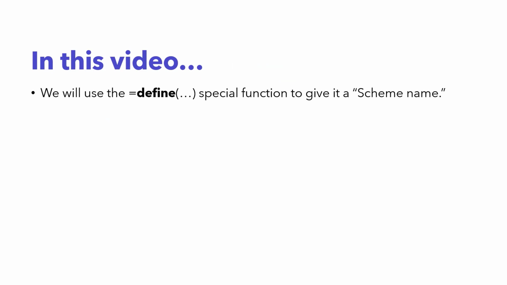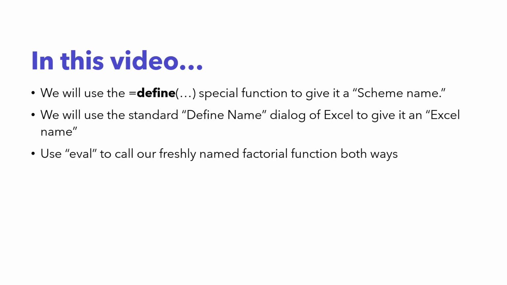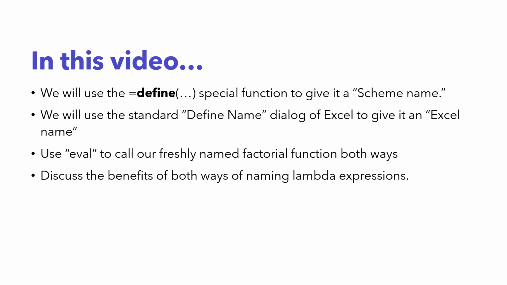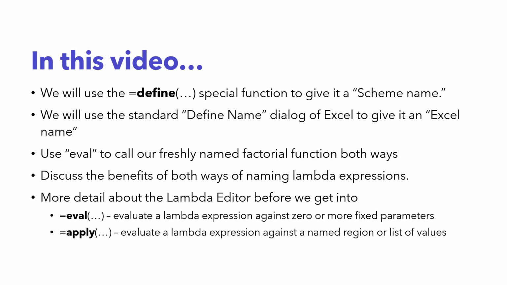In this video, we will use the define special function to give it a scheme name. We'll use the define name dialog of Excel to give it an Excel name. We'll use eval to call it both ways. We'll discuss the benefits of both ways of naming Lambda expressions and get into more detail about the Lambda editor before we explore eval and apply.